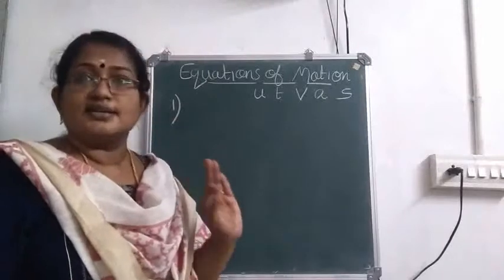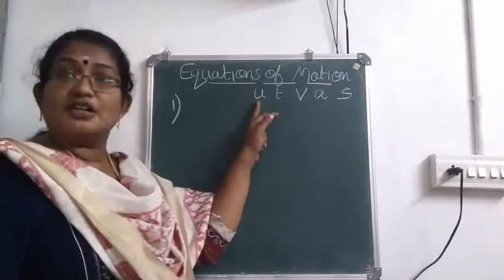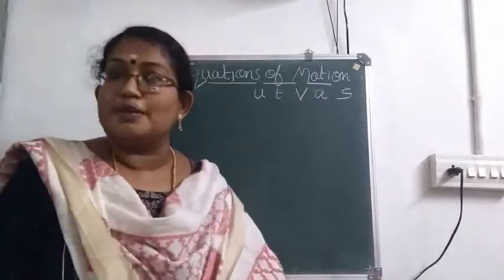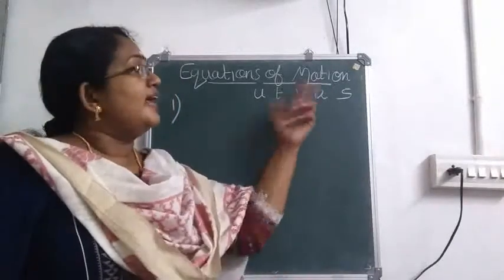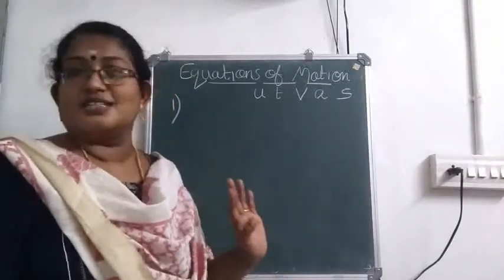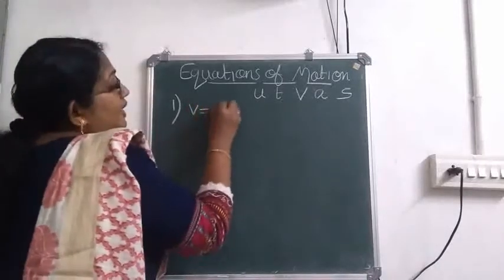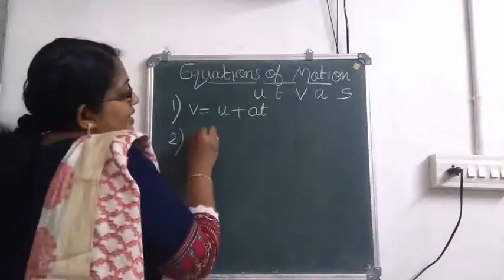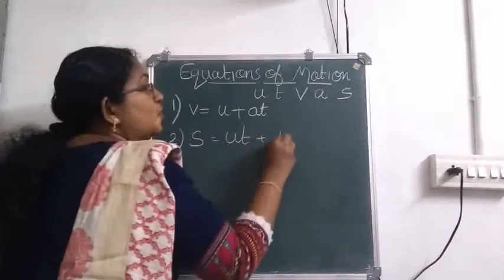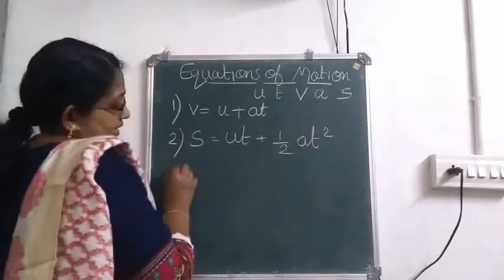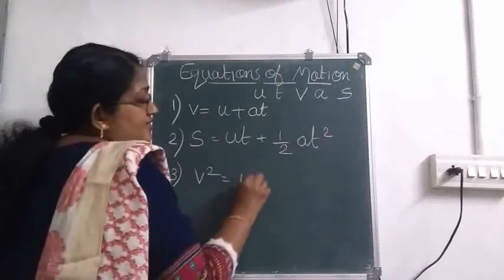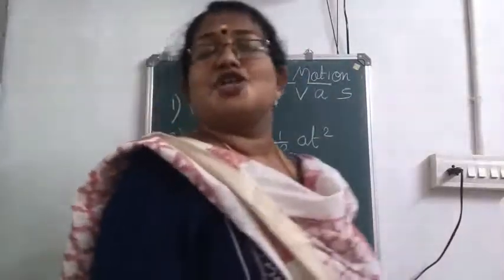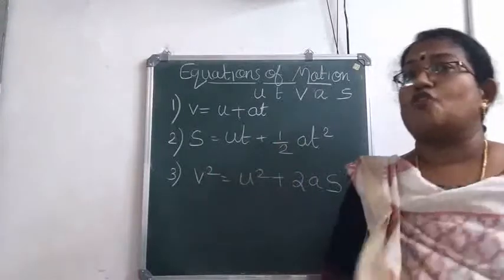So I told you we are considering a body moving with an initial velocity u. After time t seconds, let the velocity of the body be v. Then let a be the acceleration on the body and s the displacement. So we have the three equations of motion. v is equal to u plus at. s is equal to ut plus half at square. And v square is equal to u square plus 2as. These are known as the equations of motion.